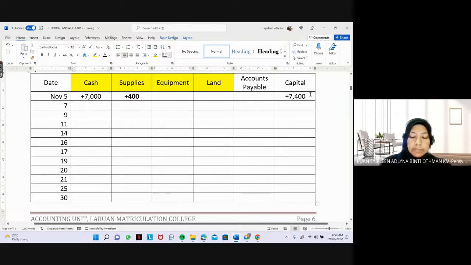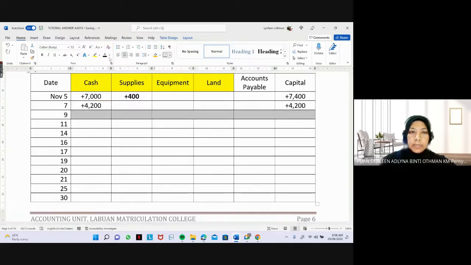Okay, number 7, you receive 4,200 for services rendered. This is number 7. Okay, number 9. Purchase equipment on accounts, 3,700. So cash, it's on accounts, right? So accounts payable plus 3,700, equipment plus 3,700 as well.